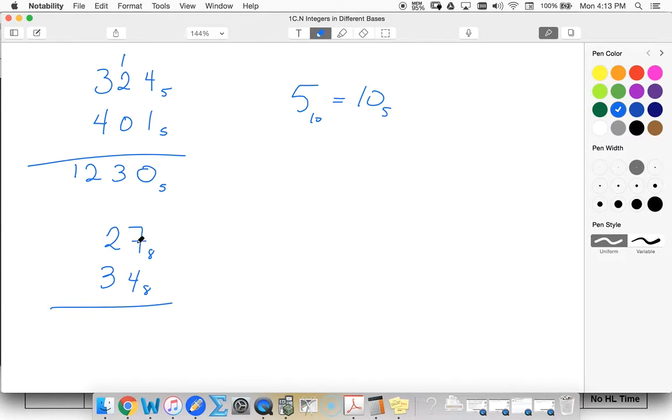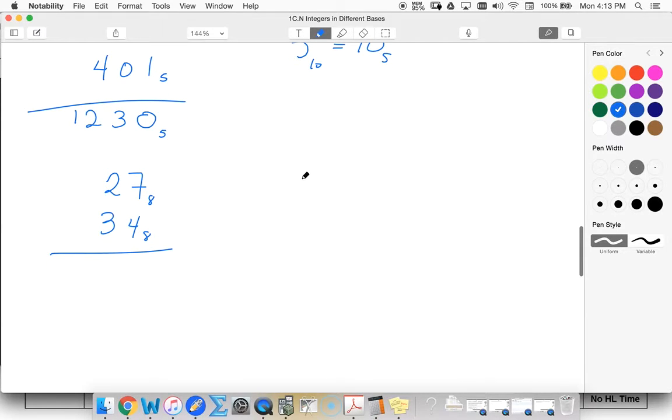So multiplying just like we normally do, 7 times 4 is 28, but I know that 28 turned into base 8 is the same as, let's see, if we divided by 8, then we would end up with 3 times 8 is 24 plus 4. So we've got 34 base 8. So I'm going to do the same thing. I'm going to write down my 4, and I'm going to carry my 3.